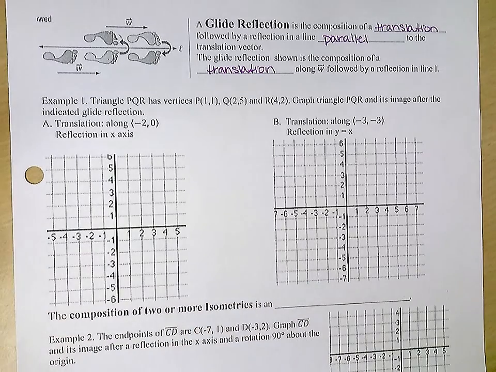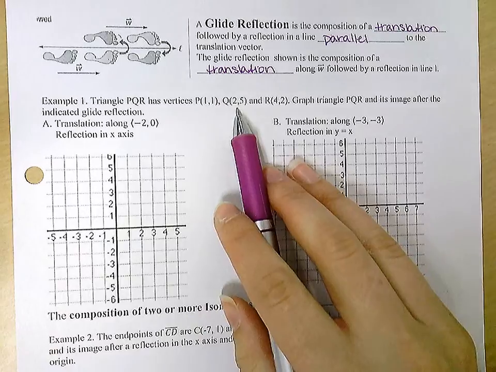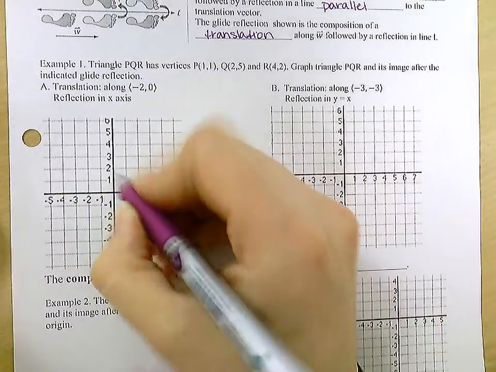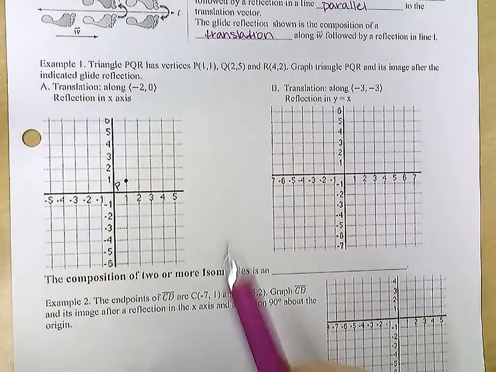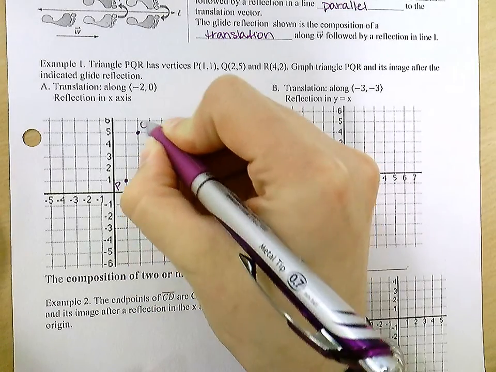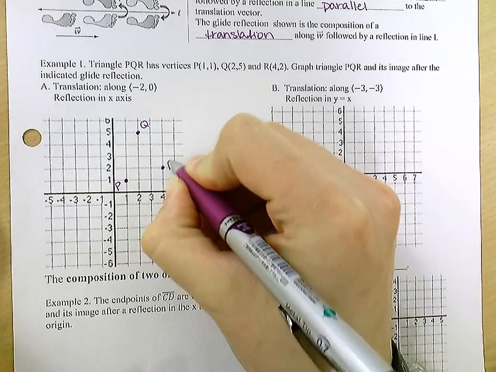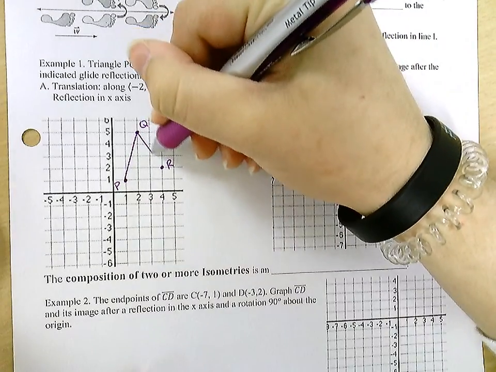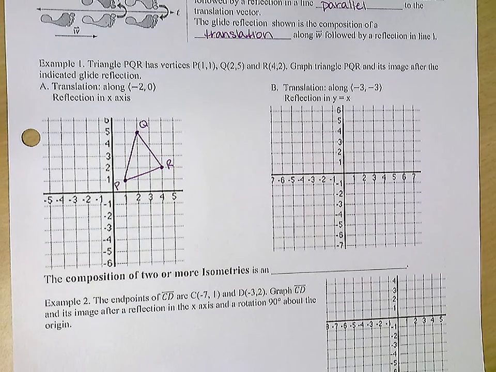So just like before, first thing I want to do is plot my pre-image. So that's points P, Q, and R. Okay, so we're plotting those points. Point P is at 1, 1. Point Q is at 2, 5. And R is at 4, 2. Okay, so here's my pre-image.